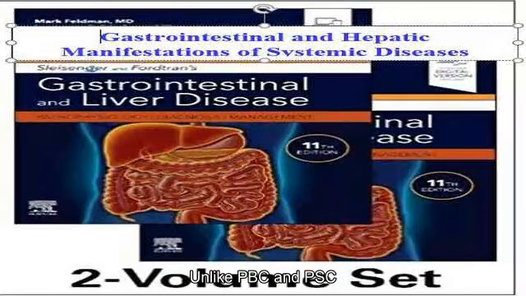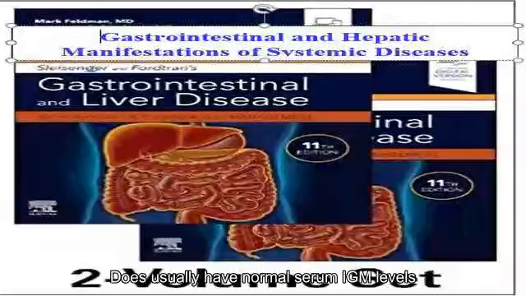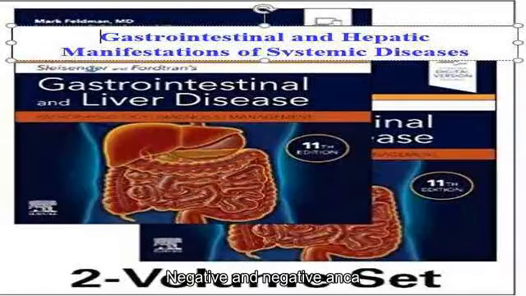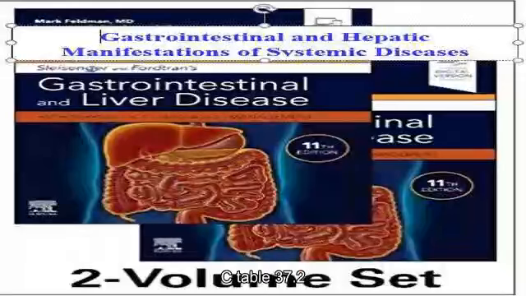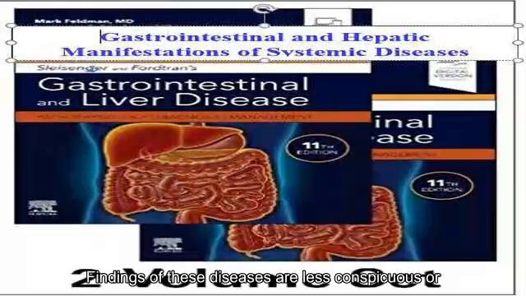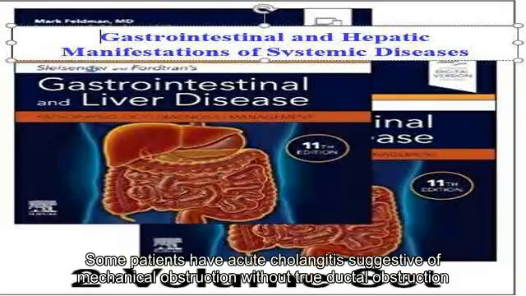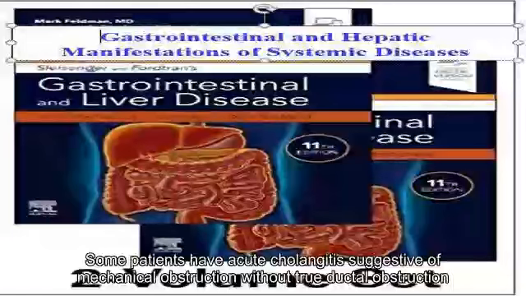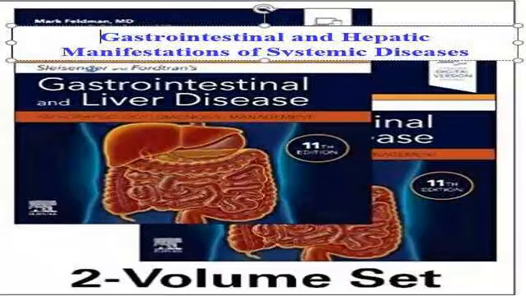Unlike PBC and PSC, patients with sarcoidosis usually have normal serum IgM levels, negative AMA, and negative ANCA. In addition, they may have rapid improvement with glucocorticoids not seen with PBC or PSC. Both PBC and PSC may be associated with hepatic granulomas, see Table 37.2, but the typical bile duct findings of these diseases are less conspicuous or absent in sarcoidosis. Rarely, PBC or PSC coexists with sarcoidosis. Some patients have acute cholangitis suggestive of mechanical obstruction without true ductal obstruction.